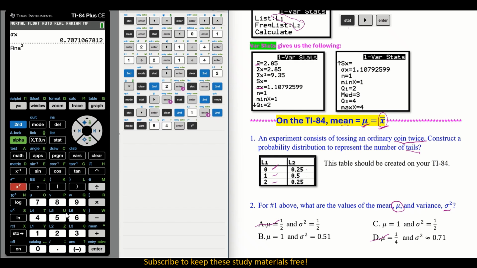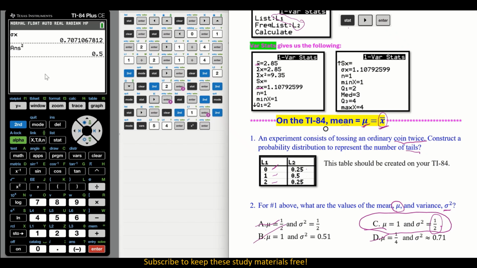Now we square it, enter. We're looking for 1/2. Now, when you look at your answer options, this is 0.51. Don't rush to that answer. I almost made that mistake before. Isn't this a half? Yes. So our option is C. B goes away.